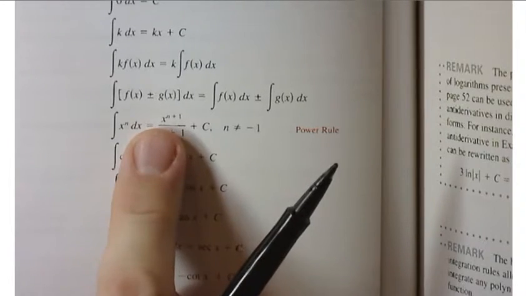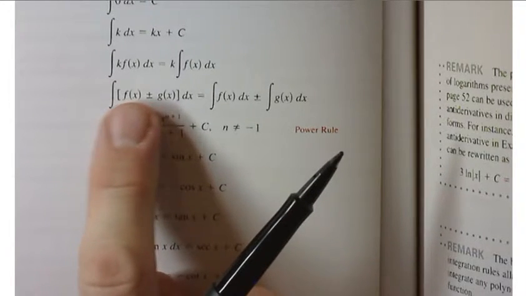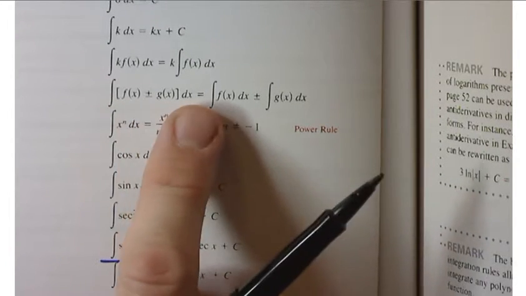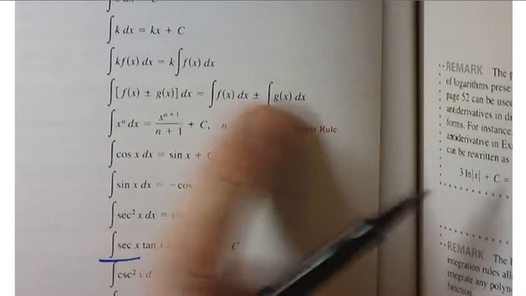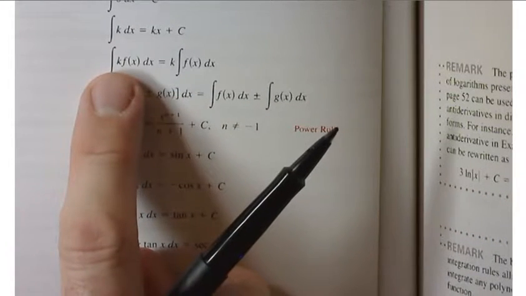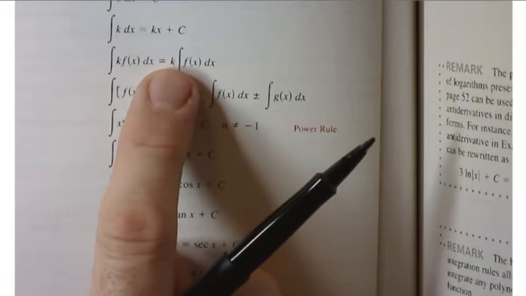Page 282. Now, one of the things that I'll point out here, and this is just like our stuff with differentiation, is that when you have the integral of a sum or difference, you can split that up. When you have an integral that has a constant in it, you can factor that constant out.